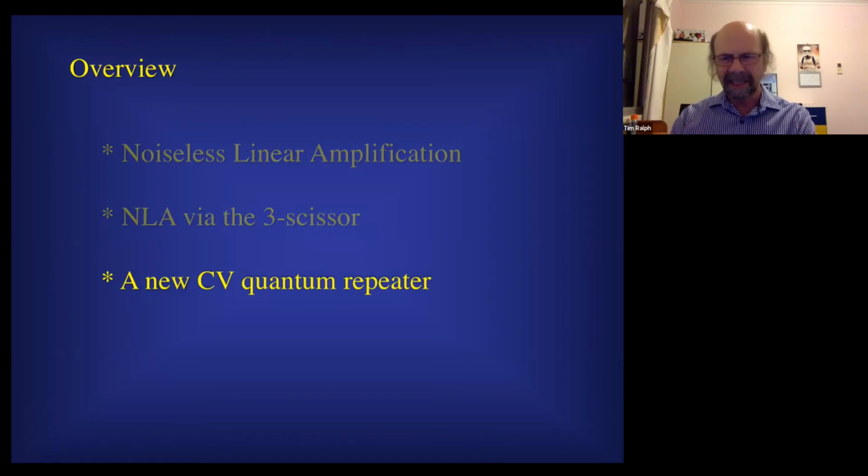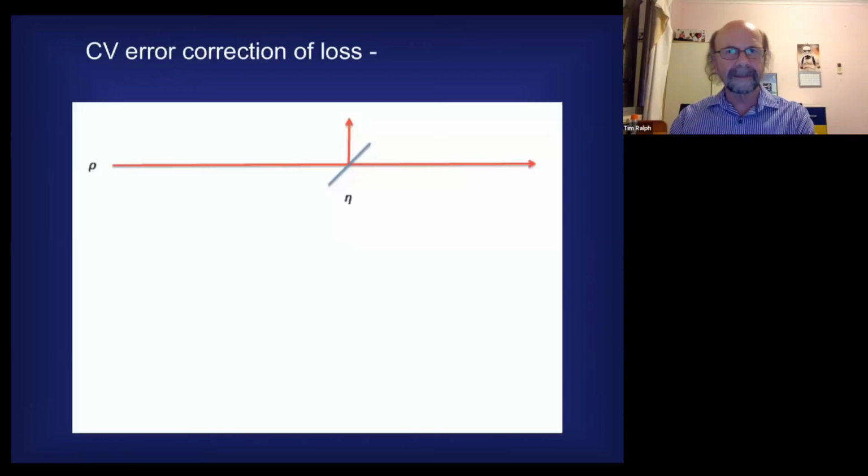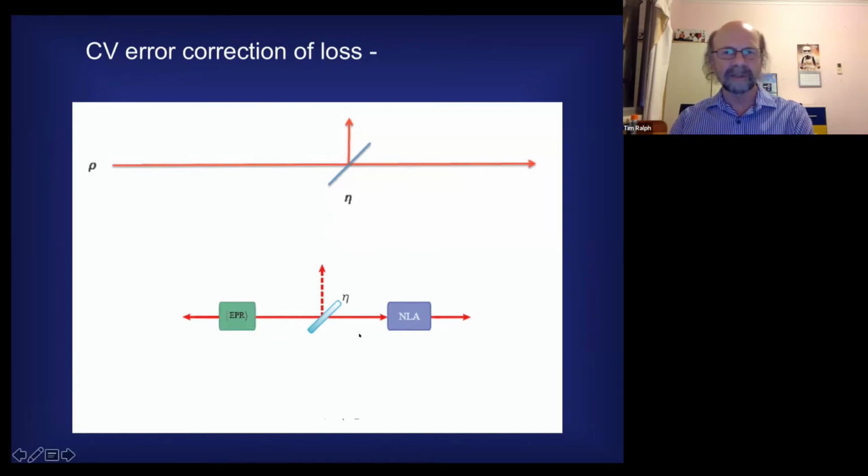So now let's change gears and look at quantum repeaters. So we've seen that one way to mitigate loss is to use an NLA. And for example, if we send an EPR or a 2-mode squeezed state through the loss, then that will improve it. But of course, this is probabilistic.